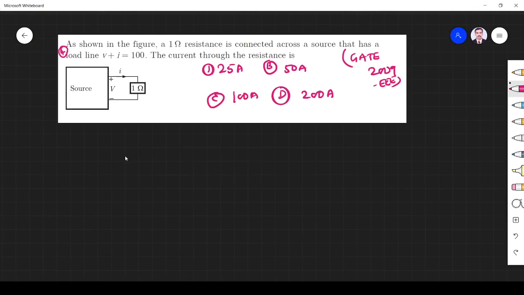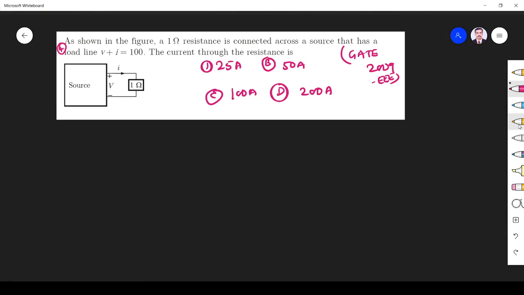Right, next question is, as shown in the figure, a 1 ohm resistor is connected across a source that has a load line of V plus I is equal to 100. So V plus I is equal to 100. Find the current through the resistance I. Okay, find the current through the resistance. So we draw Thevenin's equivalent. You see, because this is a big circuit, we have to replace it by Thevenin's. I want R Thevenin and the voltage across this.